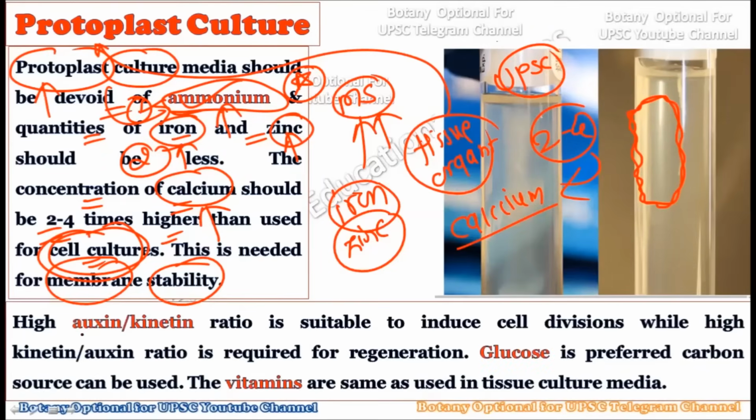Now see, a very high auxin to kinetin ratio is suitable to induce cell division, right? Basically, which type of hormones should we give? The auxin and kinetin ratio is quite suitable for inducing cell division, right?